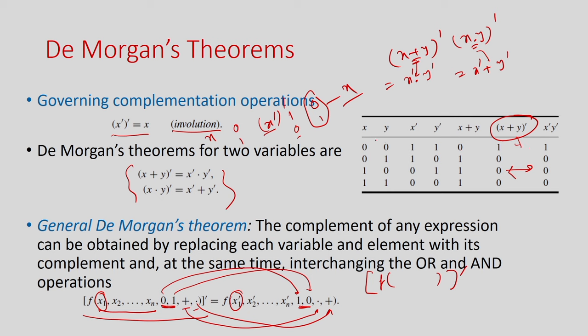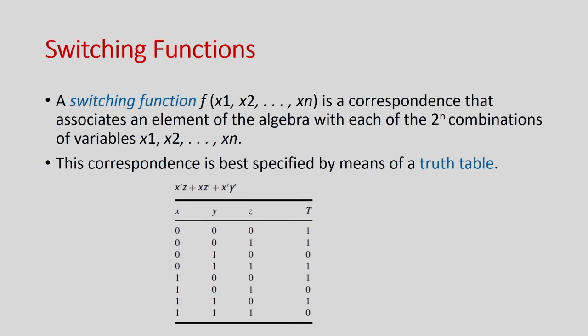Whenever I talk about this, if this is a switching expression, I can compute it based on all possible values of x and y, and I will get this, right. So that means I can assume that a switching expression maps to the value 0 or 1. This is a function which takes a switching expression and maps it to 0 or 1 based on the values of the variables involved.